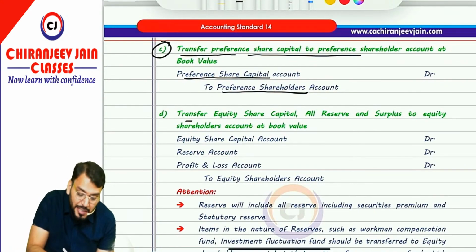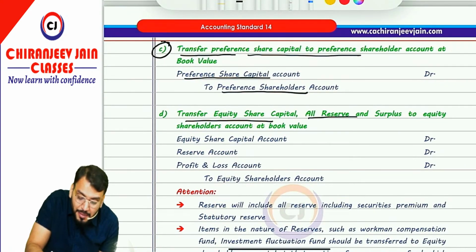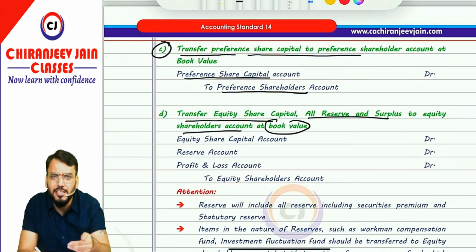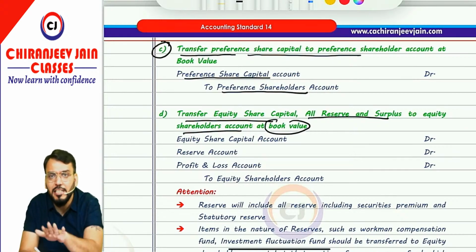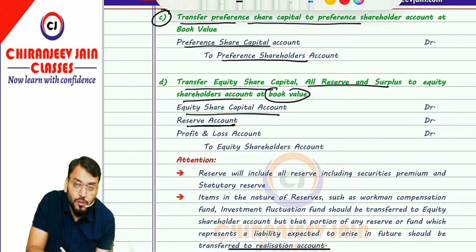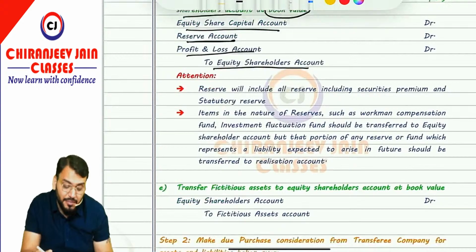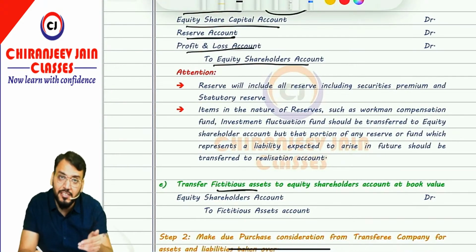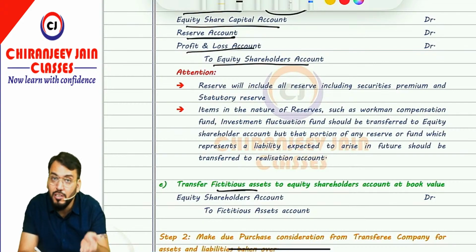Similarly, transfer equity share capital and all the reserve and surplus to equity shareholders account at book value. So can I say equity share capital and reserve and surplus belong to equity shareholders? So we close that account by transfer to equity shareholders account. Means equity share capital account, reserve account, profit and loss account to what? Equity shareholders account. Similarly, if there is any fictitious asset, means accumulated losses, that will be closed by transfer to which account? Equity shareholders account.